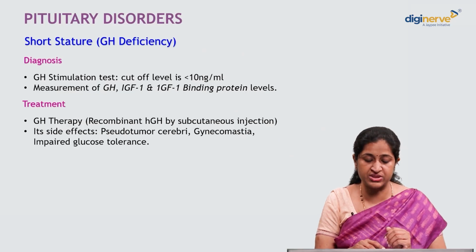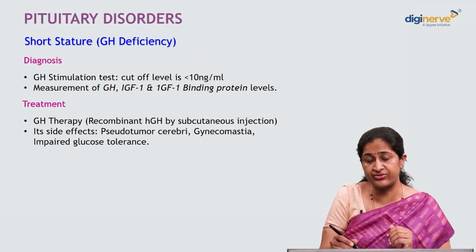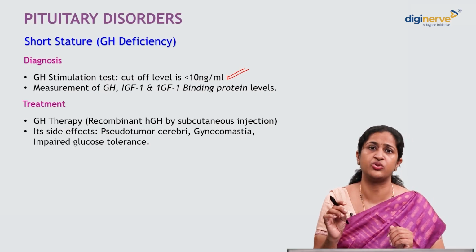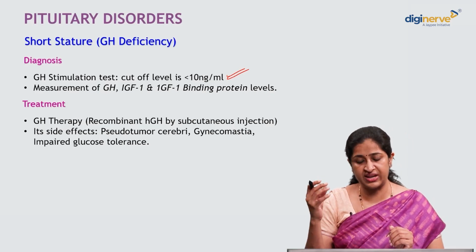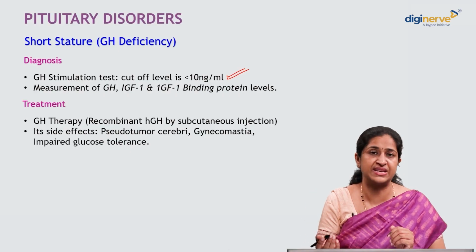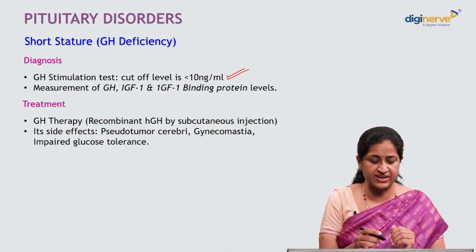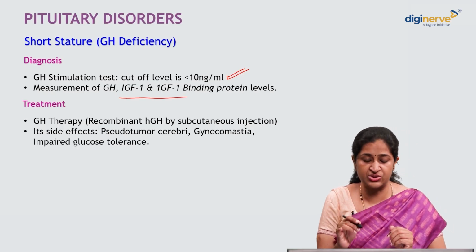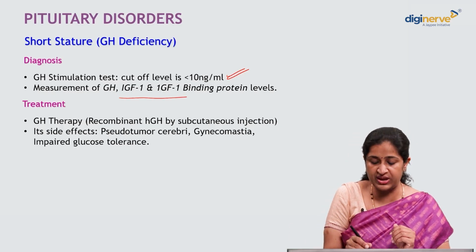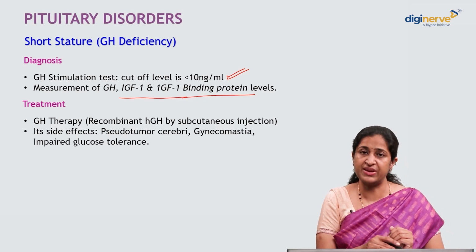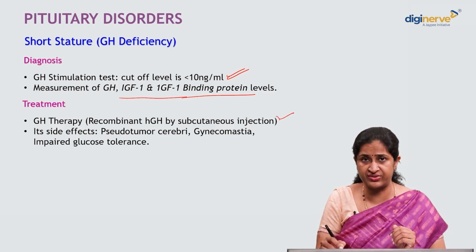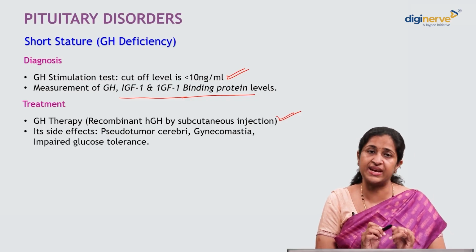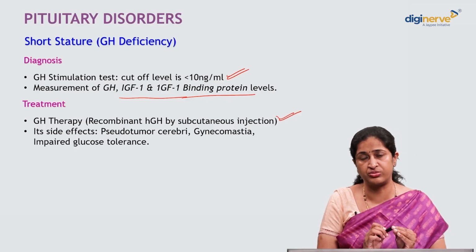Diagnosis is done by the growth hormone stimulation test, where the cutoff is less than 10 nanogram per ml. You will try to stimulate the growth hormone, and after stimulating, if your level in the blood is less than 10 nanogram per ml, it is diagnostic. Along with measurement of growth hormone, you will also be measuring the insulin-like growth factor 1 binding protein levels. Treatment is by recombinant growth hormone supplementation with subcutaneous injection. It does have side effects of gynecomastia, impaired glucose tolerance, and pseudotumor cerebri.